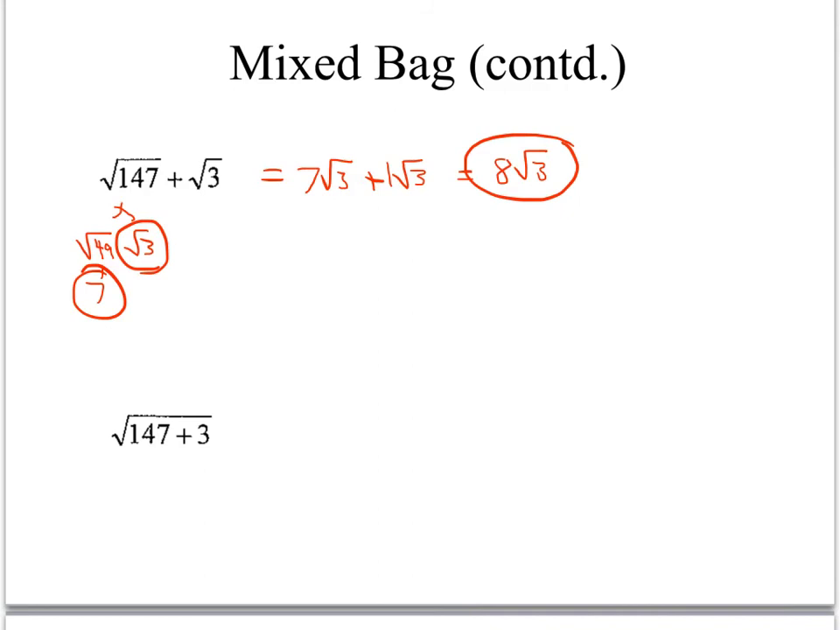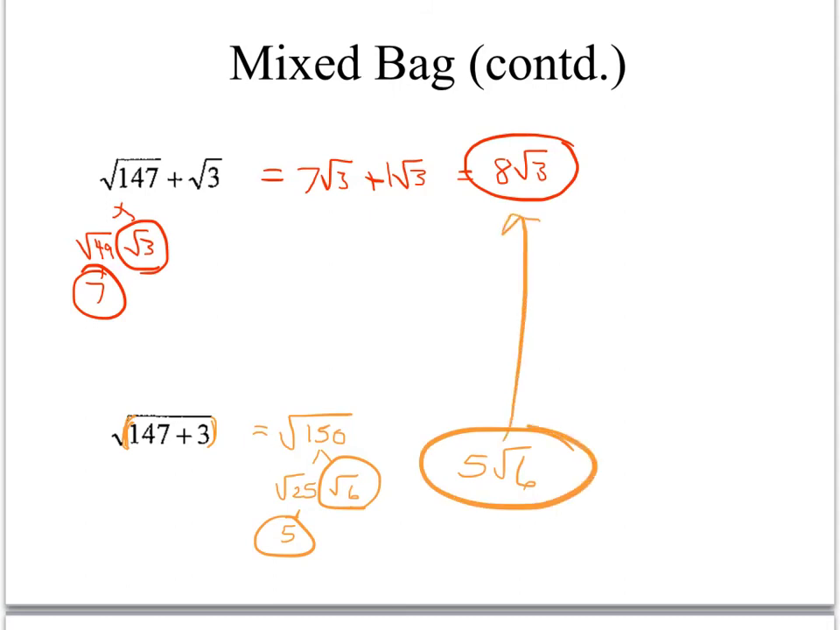Now the second example here, we have to treat differently, because notice how in the second problem both numbers are inside the radical. Really, it's assumed to be there, parentheses around the 147 and the 3. So this is actually the square root of 147 plus 3. We actually do add here. It's the square root of 150. Of course, the square root of 150 is the square root of 25 times the square root of 6. Square root of 25 is 5. Root 6, this answer is 5 root 6. These two numbers, definitely not the same. 5 root 6 and 8 root 3 are totally different numbers.